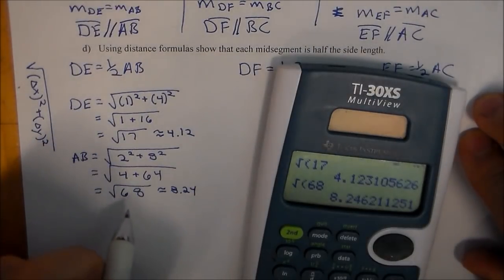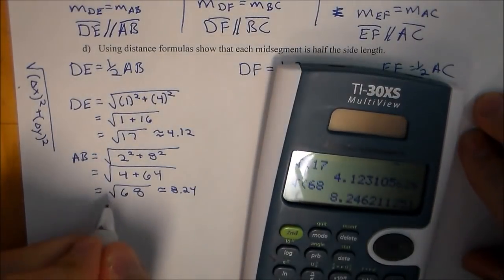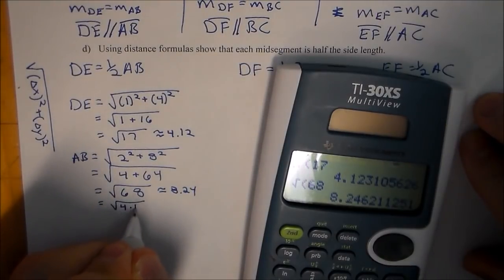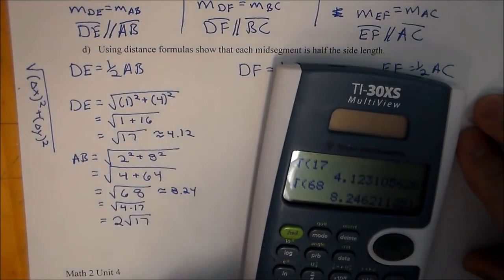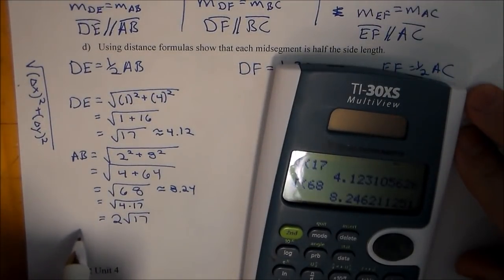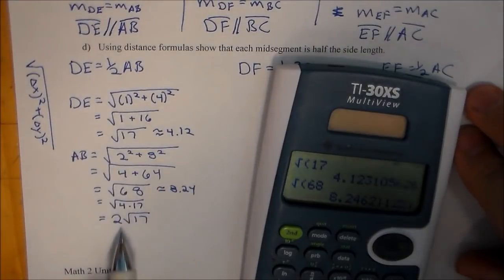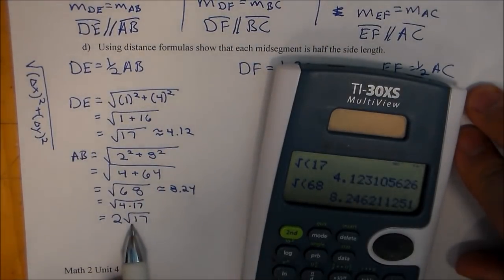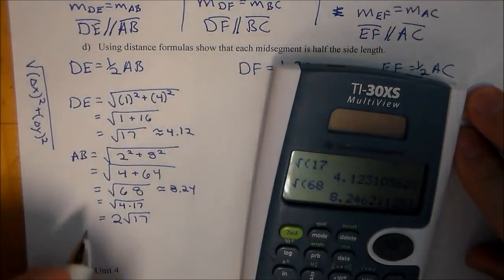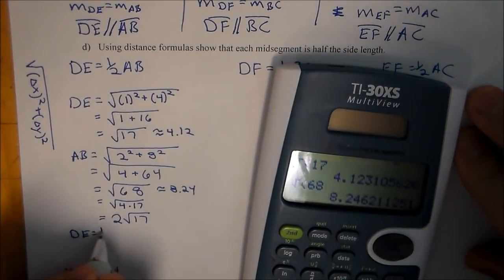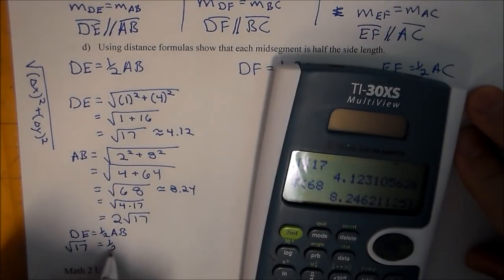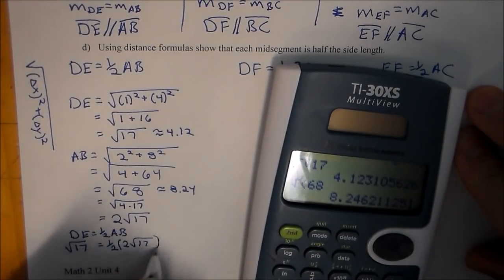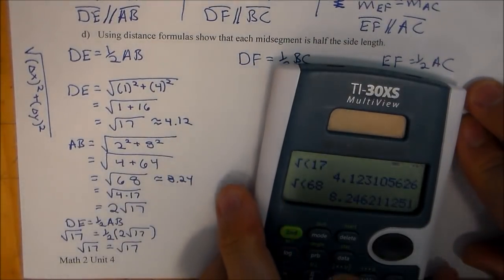The other thing we could do is simplify this radical. The square root of 68 is the square root of 4 times 17, but the square root of 4 is 2, so it becomes 2 root 17. Because DE is equal to 1/2 AB, if I took half of 2 root 17, it gives me the square root of 17. So we could write DE equals 1/2 AB. DE, the square root of 17, is equal to 1/2 of 2 root 17, and we get square root of 17 equals square root of 17. So that shows that it works.